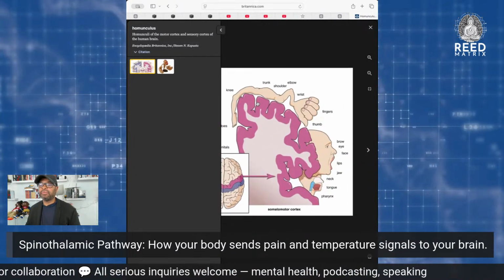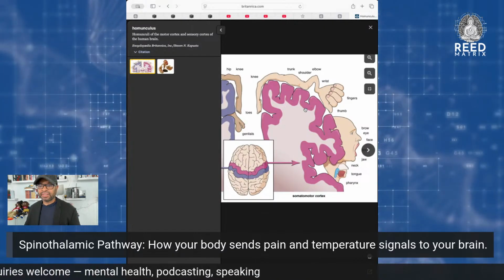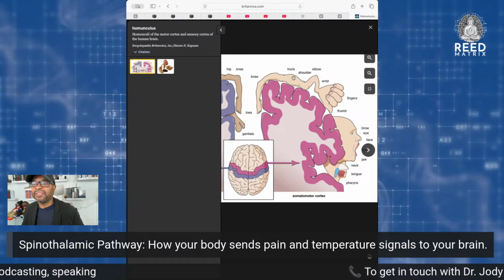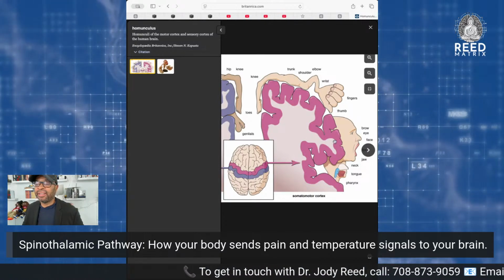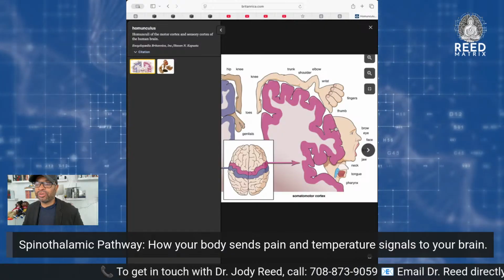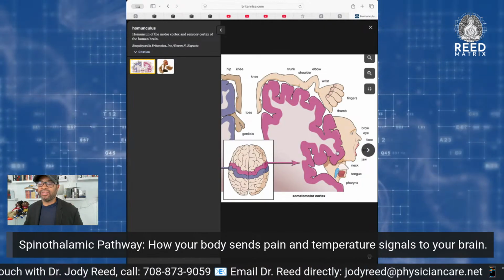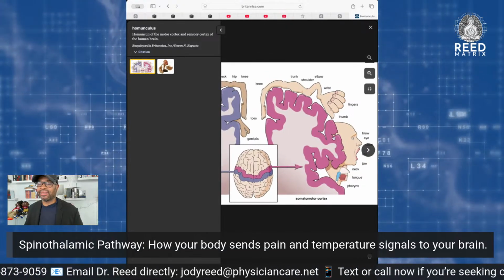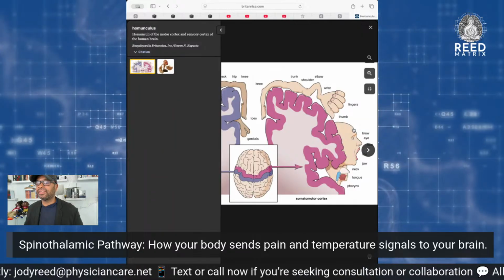Yeah, look at this on the homunculus. Right, so look at this. Look, here's the trunk of the body right here. Look at how much territory, how much landscape, is assigned to interpret the face. Look at that. The face.